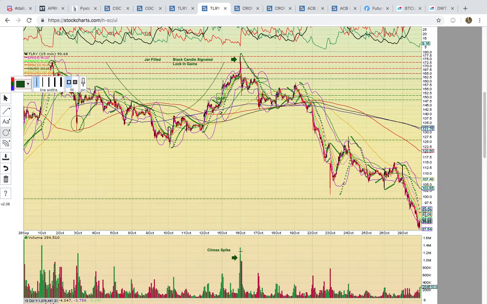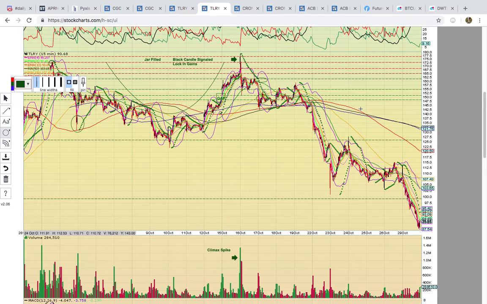It pulled back. You can see the climax spike down here, and if you were to have locked in gains on this black candle signal that we follow, you could see you locked them in at the high, and the share price has been cut in half. It's gone from 180 down to 90 in a short amount of time. Congrats to everybody that was following the candles and locked in gains on the black candle. And if you didn't know to lock them in, now you do.